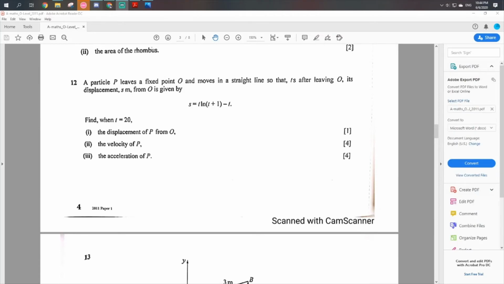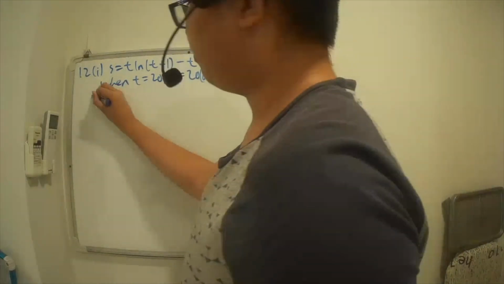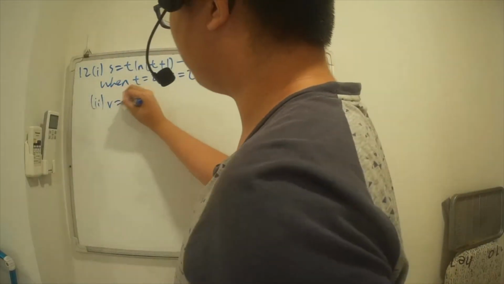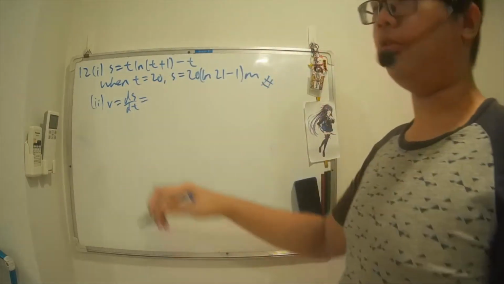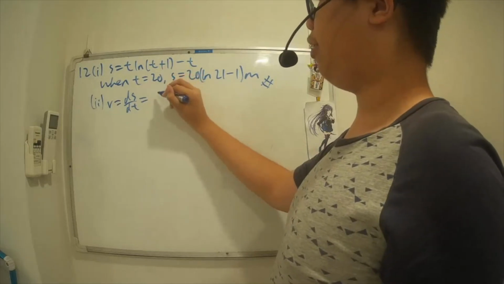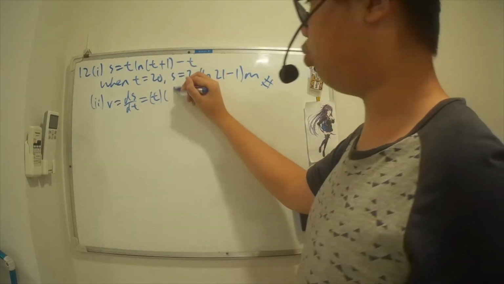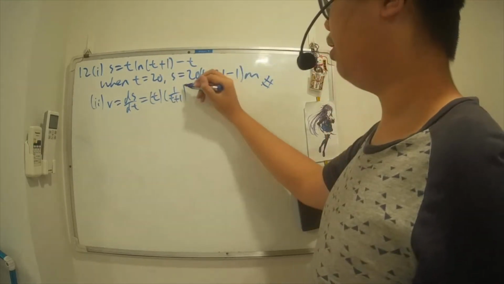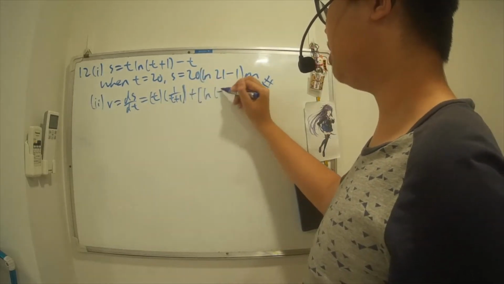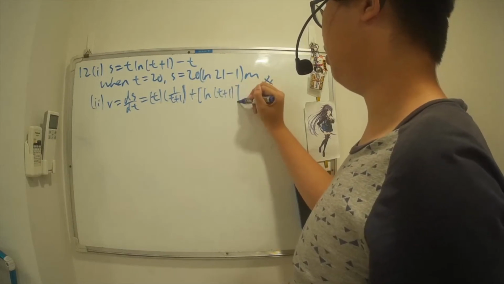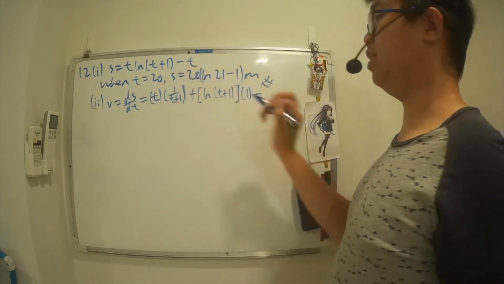Part 2, find the velocity of P. t is still going to be equal to 20 in this case. So let's do it. v will be equal to the derivative of s, ds/dt. There's a bit of a product rule going on here. So we have t, and then the derivative of this, which is just 1 over t plus 1, plus ln of t plus 1 times 1. And then don't forget the minus t, so this is minus 1.